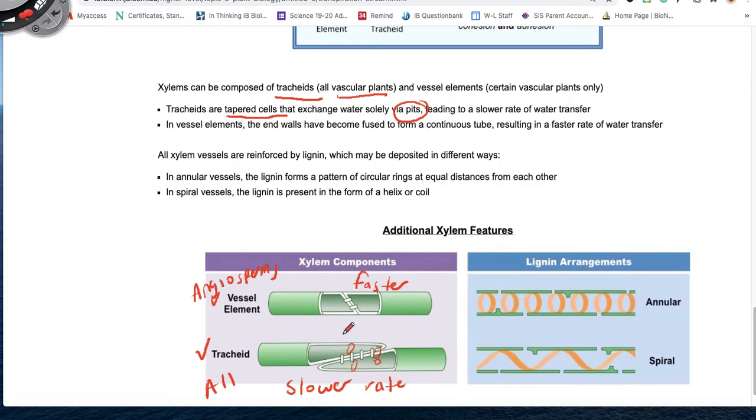Now, in addition, both the vessel elements and the tracheids are reinforced by the lignin that can be deposited in different ways. They could be annular lignin, and this forms a pattern of circular rings. And then we have the spiral lignin, and as you can see here, it forms a helix or a coil. So we started looking at some properties of xylem. There's more, but that's where we started.